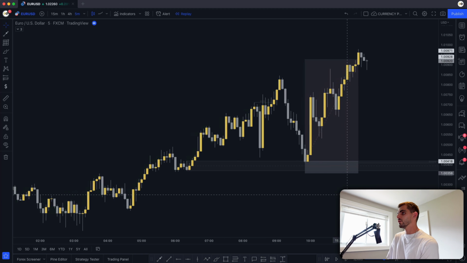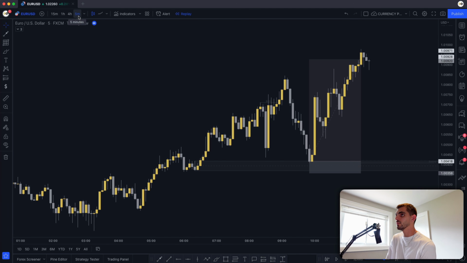All right, so here's the trade. We're currently on the 5-minute time frame. This one was literally based on the 5-minute and the 15-minute. The 15-minute, of course, being the higher time frame, the 5-minute being the execution time frame. Now, typically, I don't even look at the 5-minute time frame.